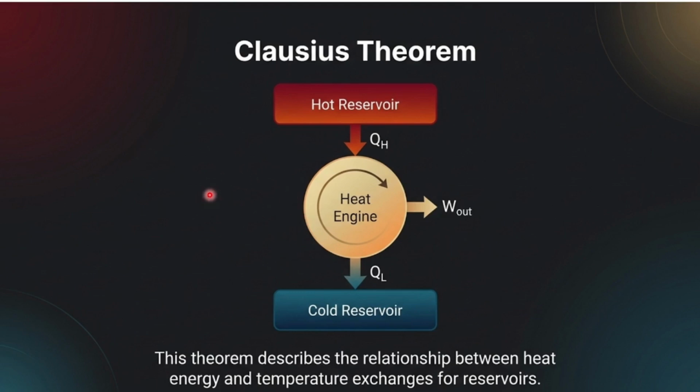The theorem describes how heat flows from a source reservoir to a sink reservoir. From here, we can see that heat is actually flowing from the hot reservoir, which is the source, to the cold reservoir, which is the sink, by means of a heat engine, which is doing work against the surroundings. This theorem describes the relationship between heat energy and temperature exchanges for a reservoir.